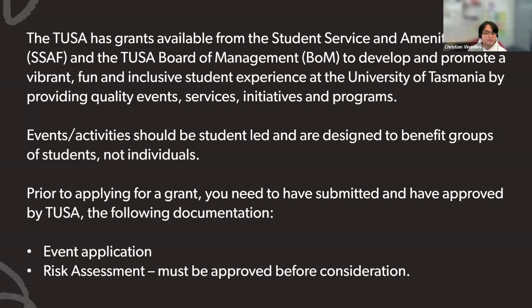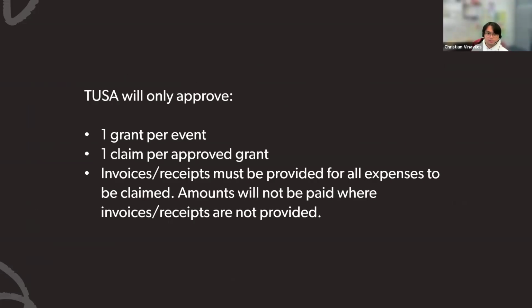Prior to applying for a grant, you need to have submitted and had approved an event application and a risk assessment. I'll go over other requirements for receiving that funding a little later on. Per event, we'll only consider one grant, and only one claim can be approved per approved grant. So you can't have multiple applications for an event, and you can't have multiple claims lodged for a single grant. Invoices and receipts must be kept and provided for all expenses claimed via the grant claim form. Amounts will not be paid where invoices or receipts are not provided.